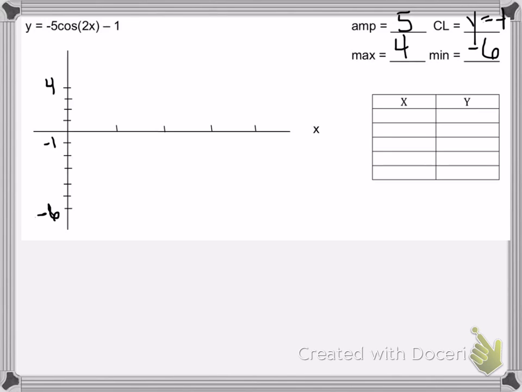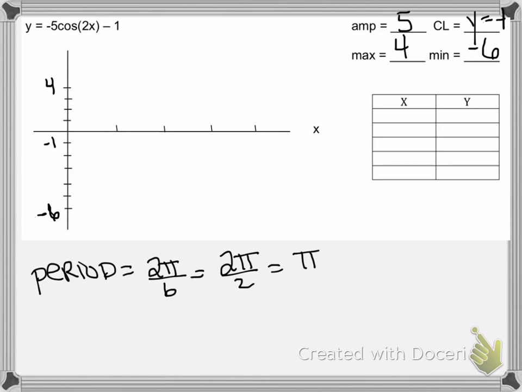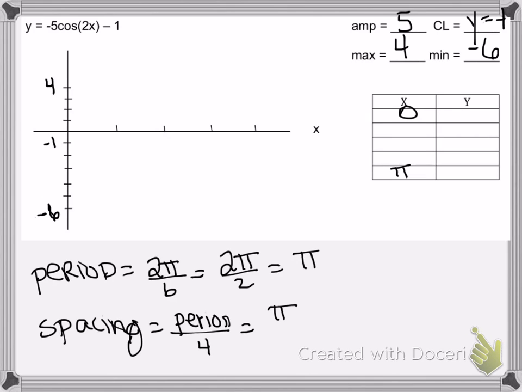But this time, because I've added in a b term, that has affected my period, which is 2 pi over your b term. So that gives me 2 pi over 2. So my period is pi. So this means I start at 0 and go out to pi. Now what I can also find is the spacing between each of the x points. And that's always your period divided by 4. So my spacing is pi over 4.